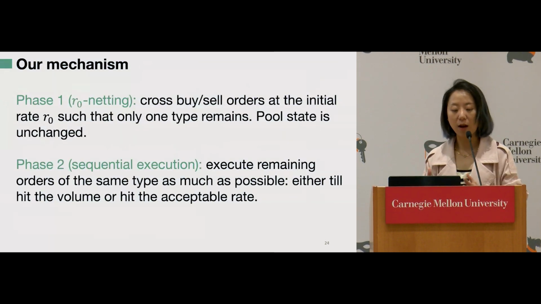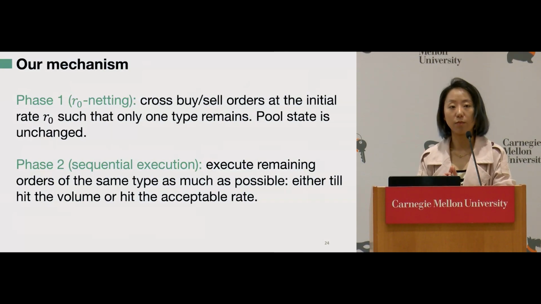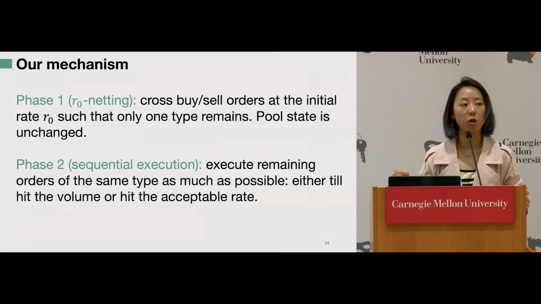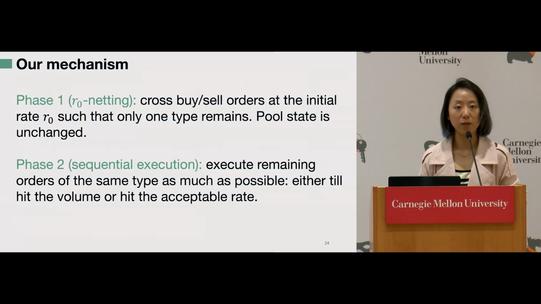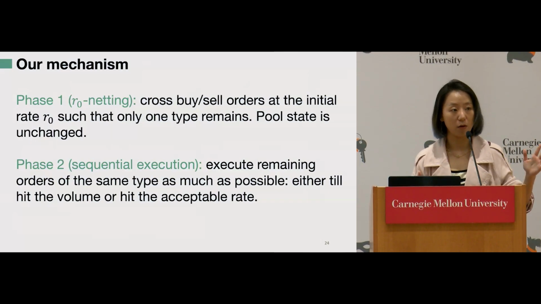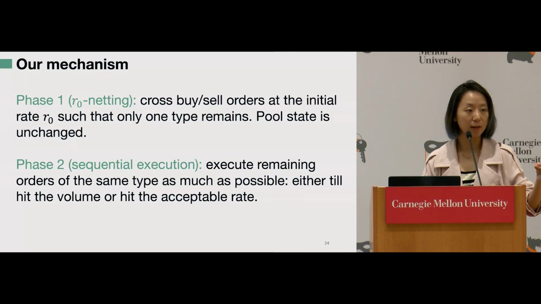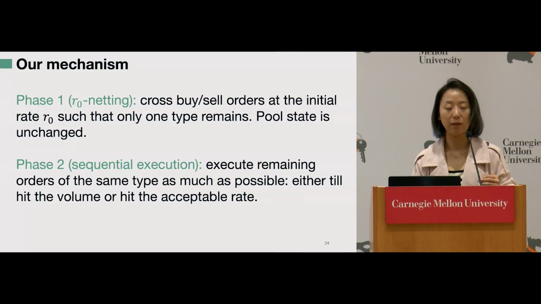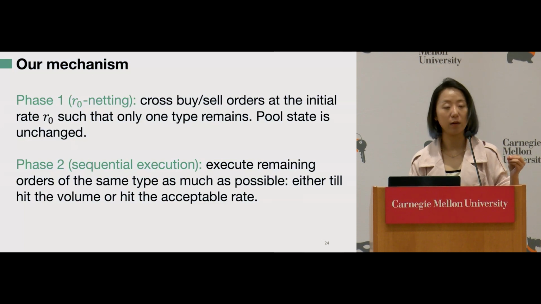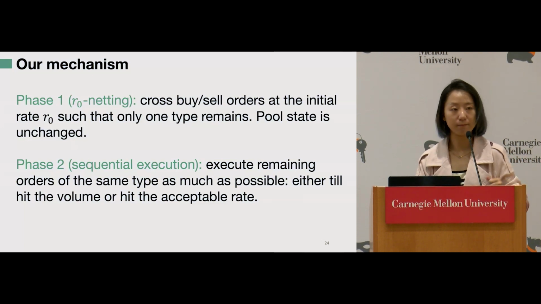In phase one, it crosses the buy or sell orders at the initial rate, such that only one type remains. The type with smaller cumulative volume will be cleared at the end of phase one, and the pool state does not change. Then in phase two, we execute the remaining orders. In the example we just had, it's buy orders. We execute them one by one as much as possible. And by as much as possible, we mean that we execute either till we hit the volume, like in 2b, or till we hit the acceptable rate, as is the case for order 3.